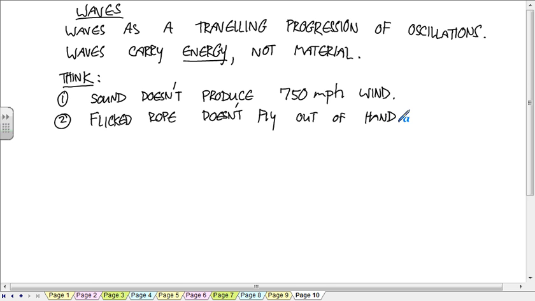Okay, so whenever you get turned around backwards on this, think of those two examples. And it's easy to think about this wrong.